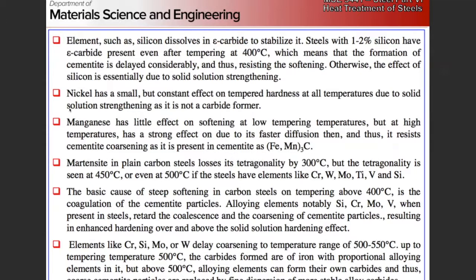Okay, so nickel is basically a solid solution strengthener. It's not a very strong carbide former. Manganese segregates to the cementite, right? And so it is going to resist cementite coarsening.